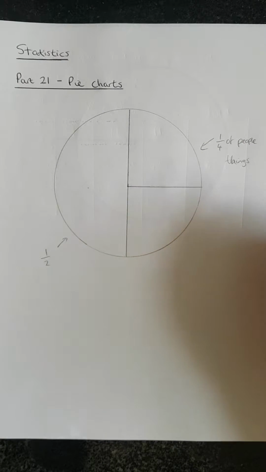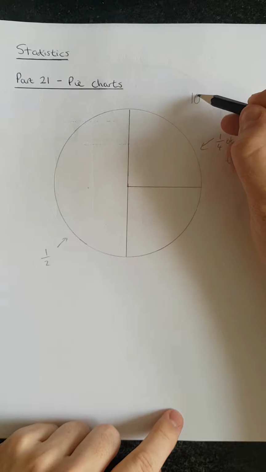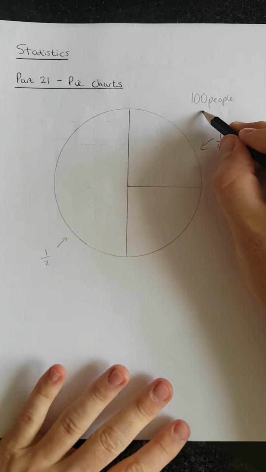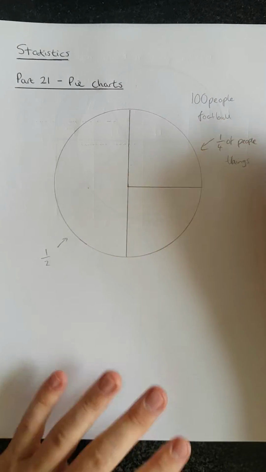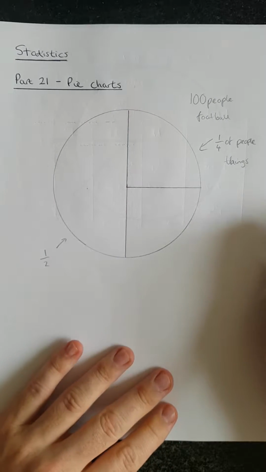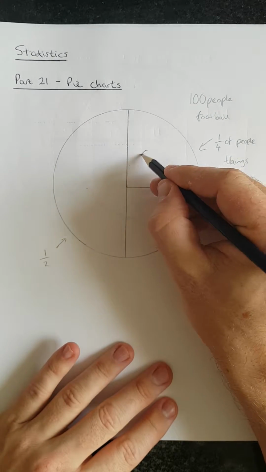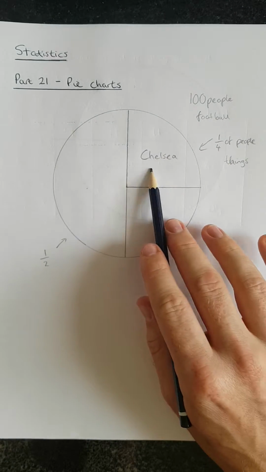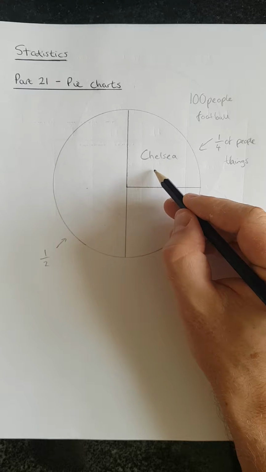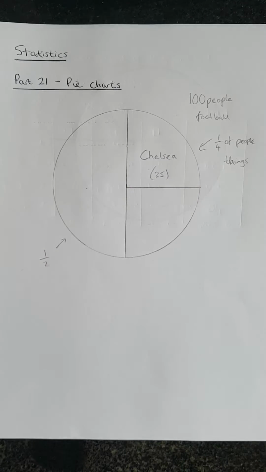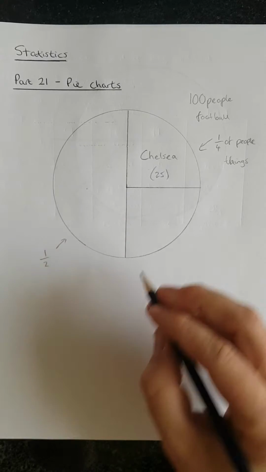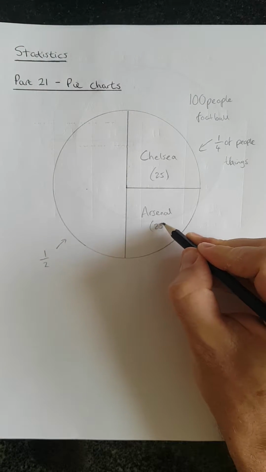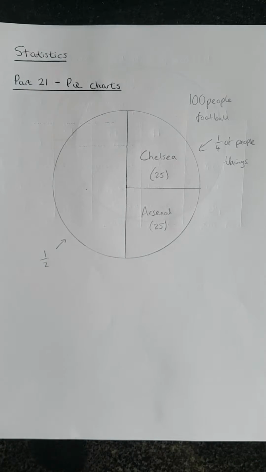So, if this pie chart represents 100 people, and let's imagine it's their answers to which football team they support. So this section here might be Chelsea. And if it was 1/4 of a circle, that would represent 25 people. This section here, which represents Arsenal, is also 1/4, so it represents another 25 people.